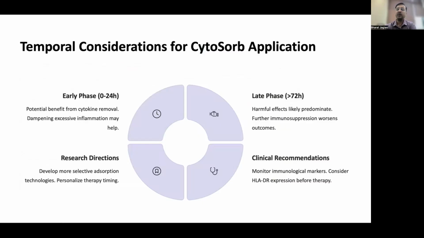What we overall come to is that sepsis behaves temporally, from the pro-inflammatory phase to the anti-inflammatory phase to immune paralysis, and the same would be true for the CytoSorb application. In the early phase, there may be a potential benefit, as cytokine removal and dampening excessive inflammation may help. Then in the late phase, harmful effects predominate because immune suppression is already there. If we add CytoSorb in that phase, the immune paralysis will worsen, increasing the chances of secondary infection and poor outcomes. So the clinical recommendation would be to monitor immunological markers and consider HLA-DR expression before therapy, and more research will be required in that area.